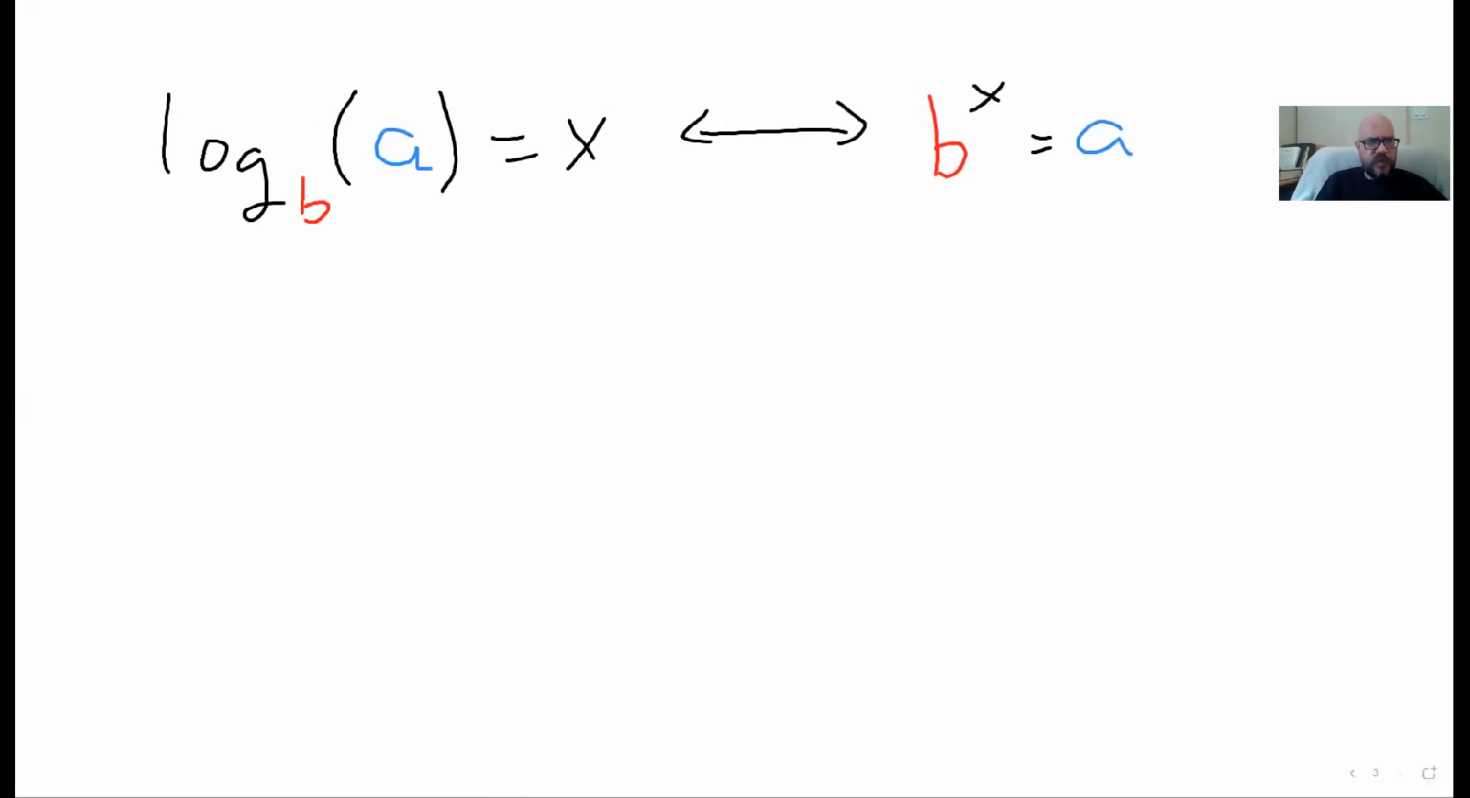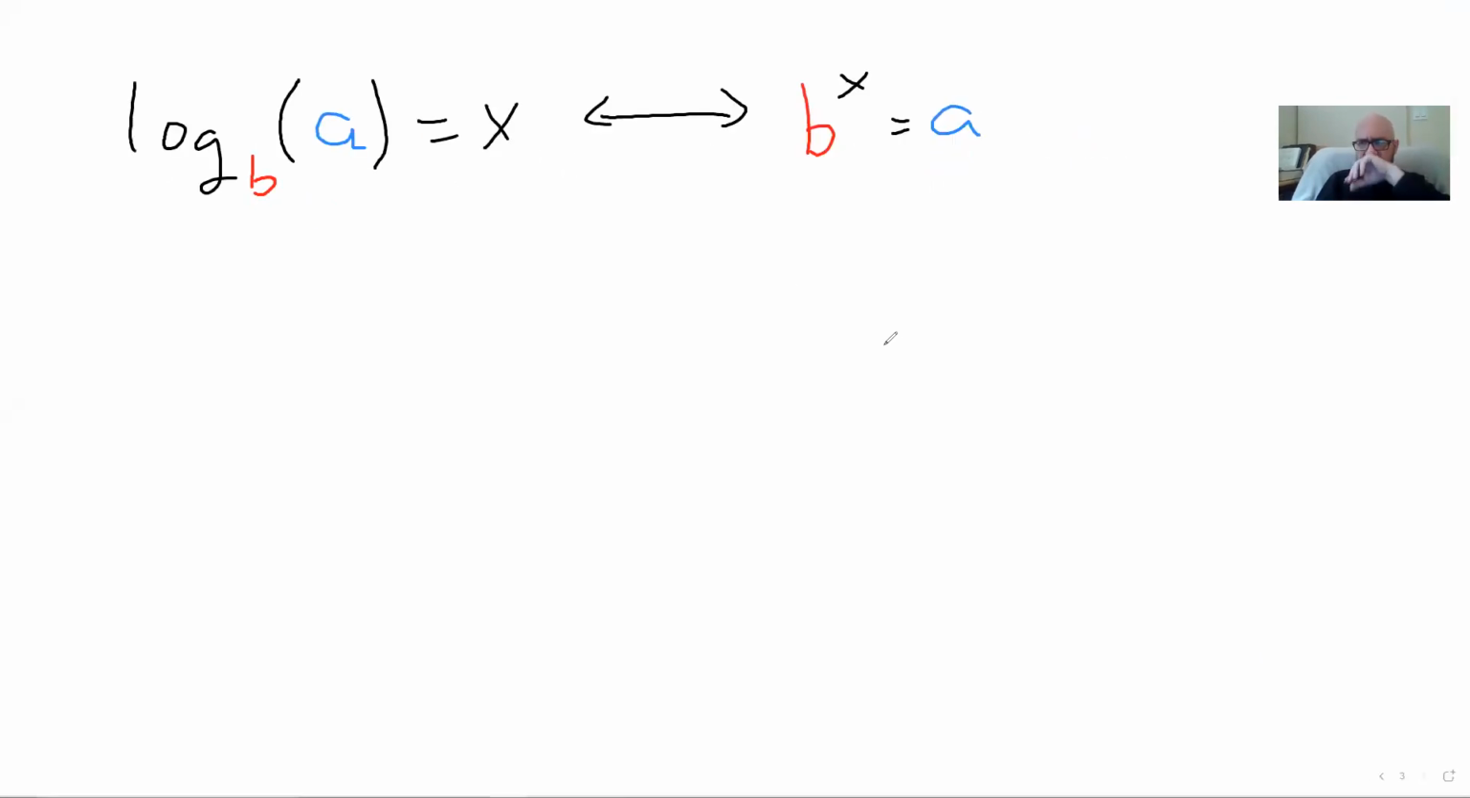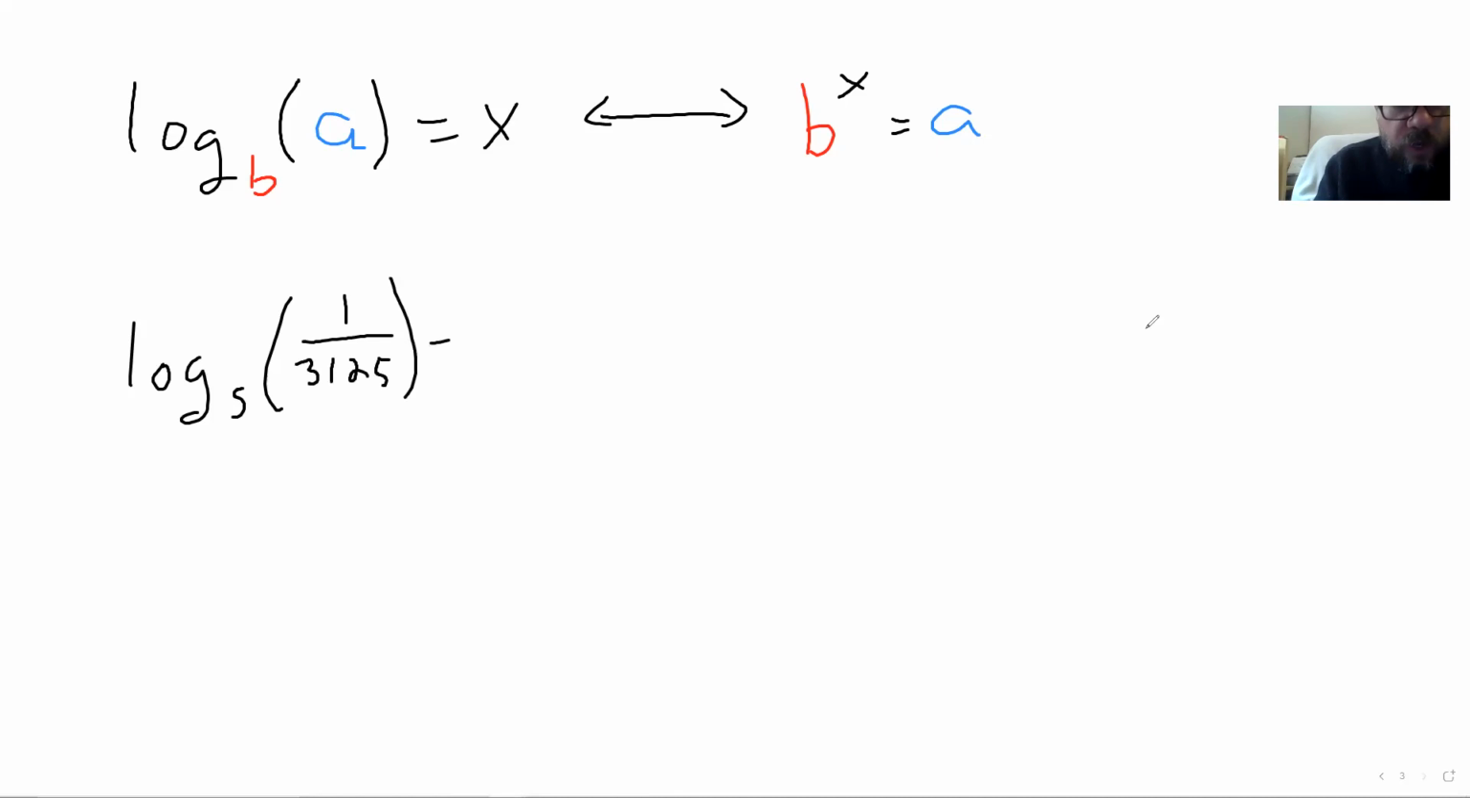Let me do a slightly harder example of logs, just to show them off a little bit. So let's say I have log base 5 of 1 over 3125, and I want to find out what that is. I'll call that x, the thing I'm looking for.